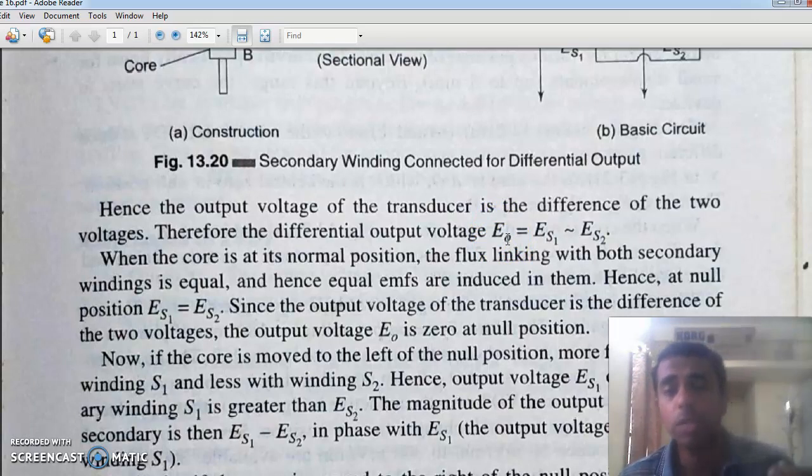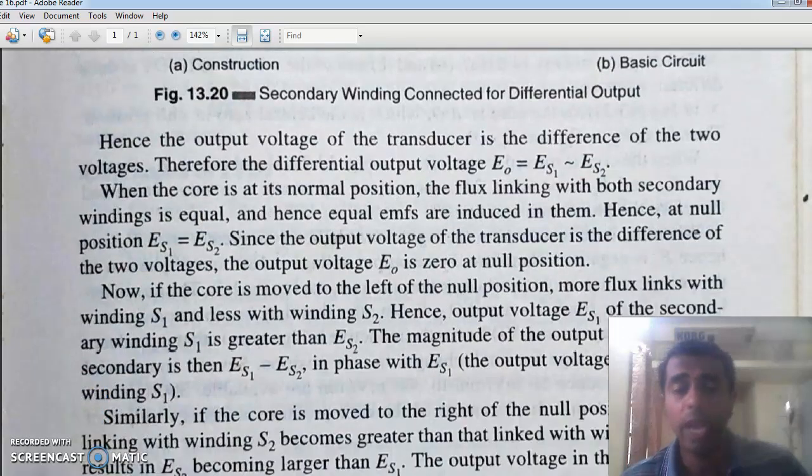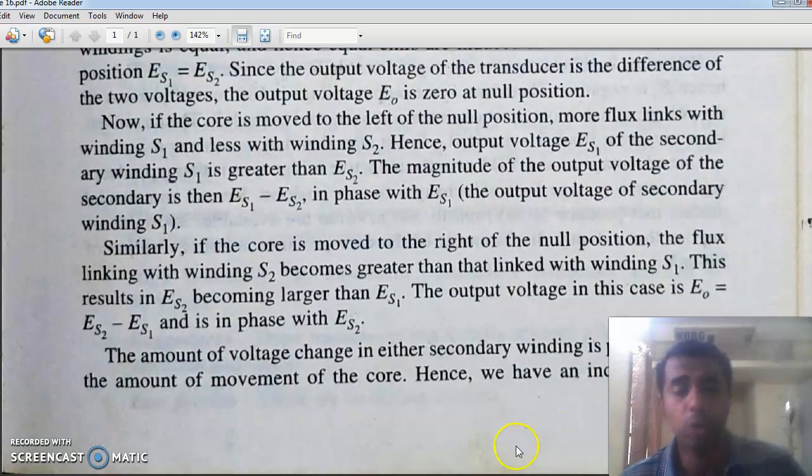So depending upon the position, the magnitude changes. While we see the magnitude itself, we can see the orientation, that is the position of the core, whether it is moving towards the right or left. So that is how we have the working of LVDT, very simple in operation.